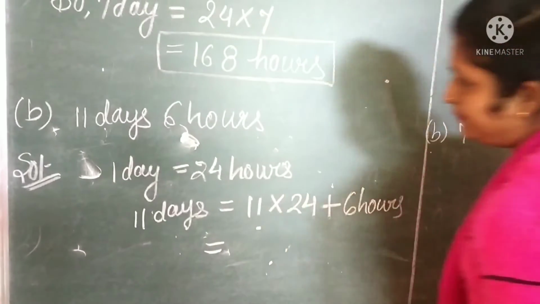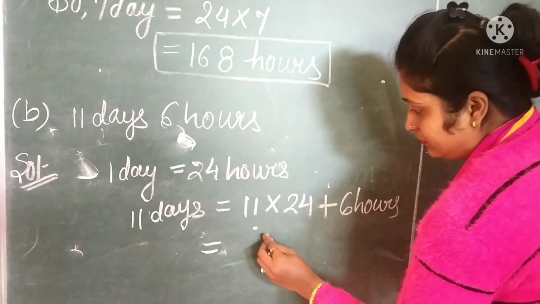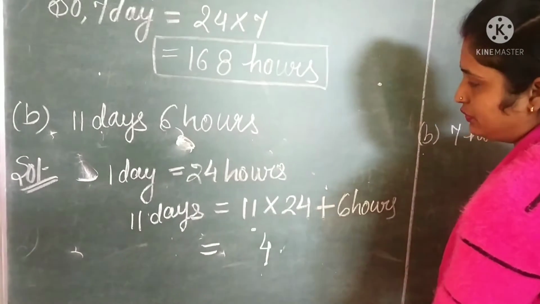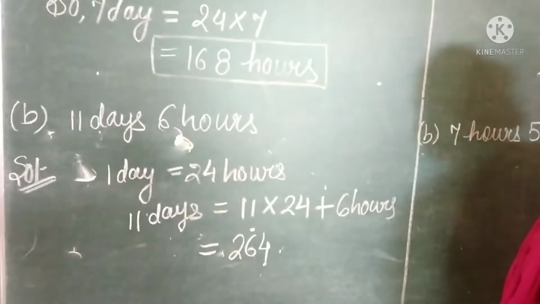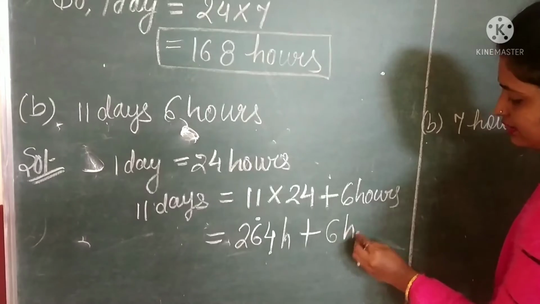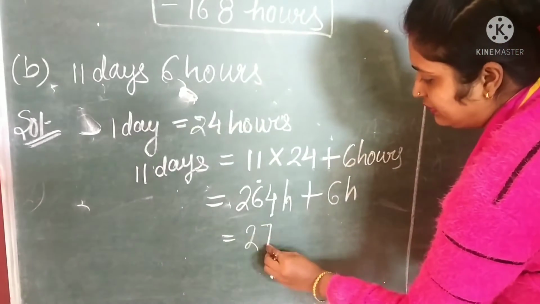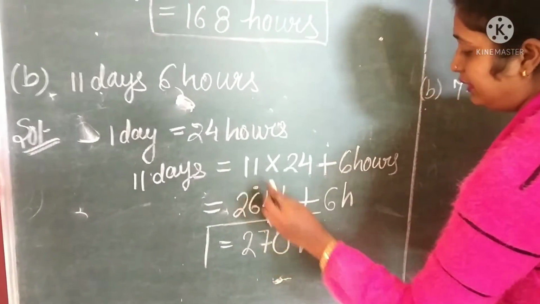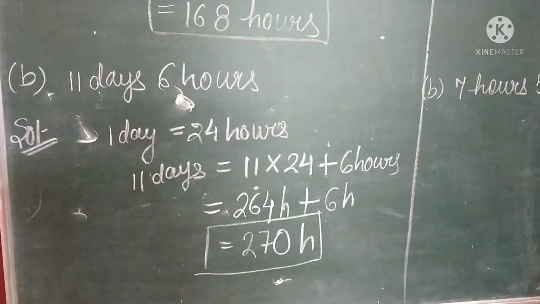Now we have to multiply 11 and 24. What do we get? 11 4s are 44, 4 carry over. 11 2s are 22, or 4 makes 26. So here 264 hours plus 6 already in hours. So our answer is 270 hours. So in 11 days 6 hours, we have 270 hours.